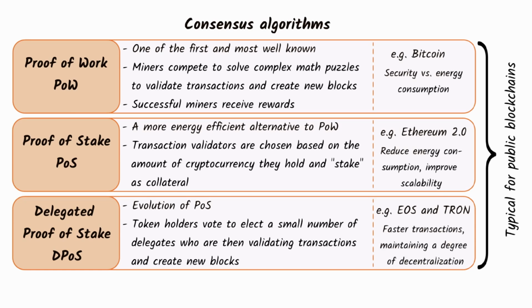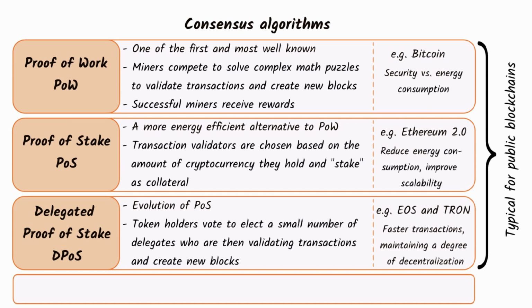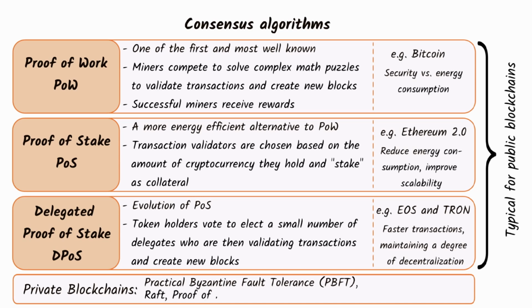Alright, what about private blockchain? Private blockchains indeed use different consensus algorithms, such as practical Byzantine fault tolerance. PBFT is one of the popular ones. However, PBFT is not the only consensus algorithm used in private blockchains. Here are a few other consensus algorithms commonly used in private blockchains, like Raft and Proof of Authority, POA.